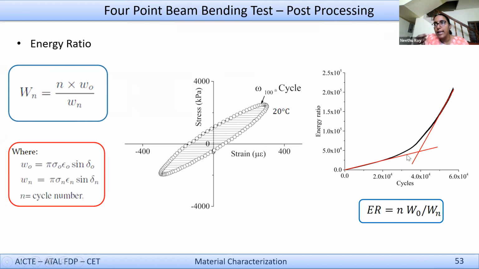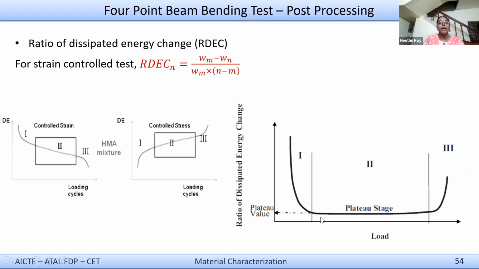There is not a sharp change that happens. So you can just plot two tangents here and find where this changing point is, and that point will correspond to the fatigue life. This is one way. Another way is to find the ratio of dissipated energy change, RDEC, wherein you will find how the energy varies, like Wm minus Wn by Wm into N minus M. Essentially, it gives you the rate of change of this dissipated energy. So you can see a secondary plateau here, and this gives you another indication of where it starts failing.